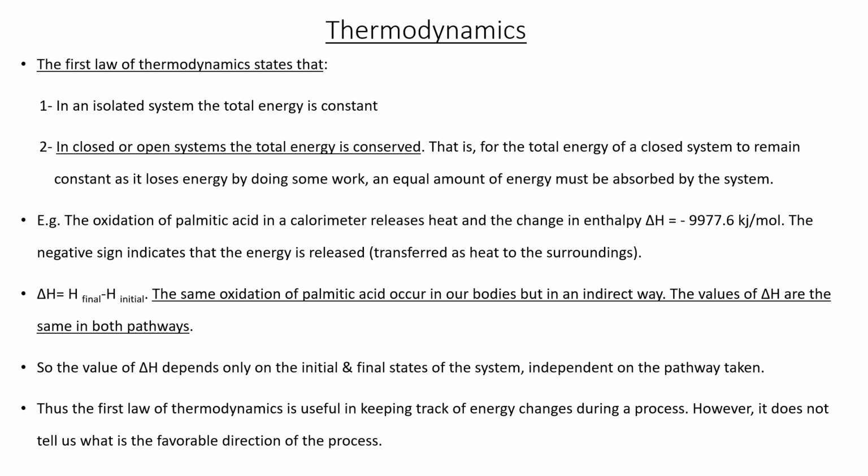The same oxidation of palmitic acid occurs in our bodies, but in an indirect way. The values of delta H are the same in both pathways. So the value of delta H depends only on the initial and final states of the system, independent of the pathway taken. Thus, the first law of thermodynamics is useful in keeping track of energy changes during a process. However, it does not tell us what is the favorable direction of the process.